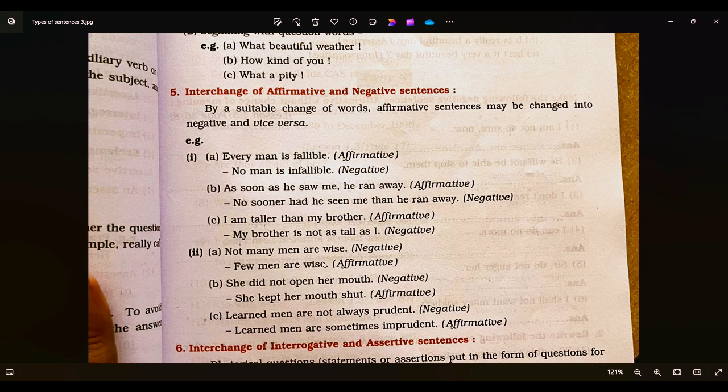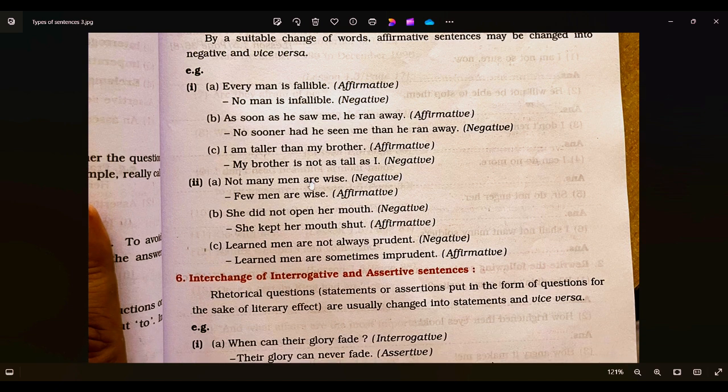Not many men are wise, which is a negative sentence, and in the same sentence, instead of writing not many, we can write few men. Not many men and few men, which is opposite, isn't it? So not has gone because we are making it positive, and many has become few, the opposite word, and the remaining thing is the same. It means the meaning of not many men are wise and few men are wise, both of them has the same. One is negative, one is affirmative.